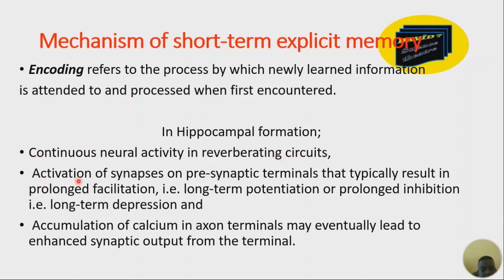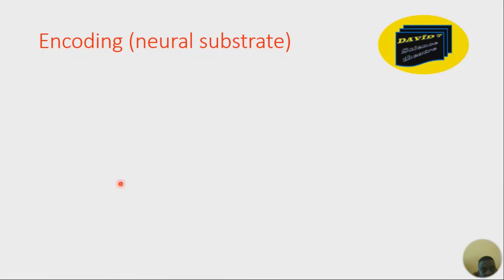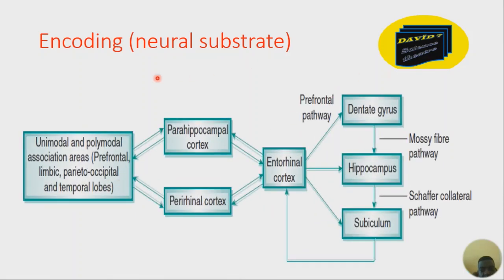So in the hippocampal formation, majorly three things occur: reverberating circuits, activation of synapses, and accumulation of calcium in axon terminals, which may lead to enhanced synaptic output at the terminal. Activation of synapses can be on presynaptic terminals, and it will cause prolonged facilitation, which involves long-term potentiation, or inhibition and long-term depression. Those three are important during encoding. The neural substrate for encoding is the hippocampal formation.